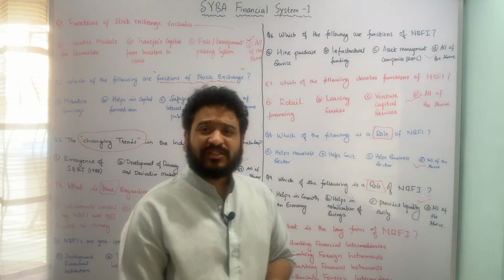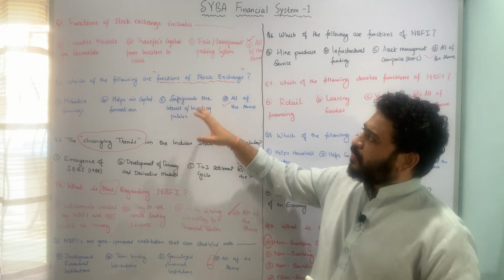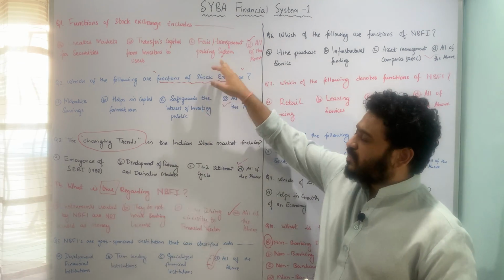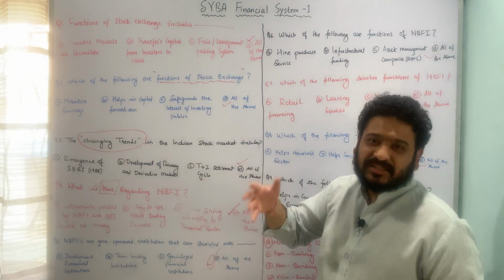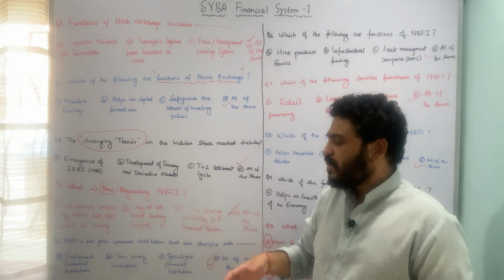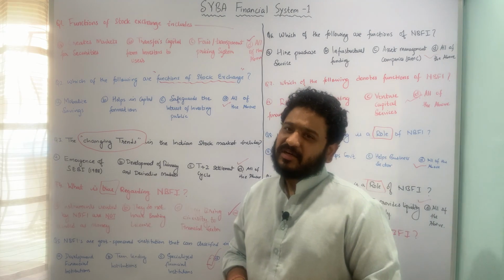So I hope these questions are pretty much clear. In the first 3 questions I've talked about the functions per se. In the first 2 I've talked about functions of stock exchange. The third is talking about the changing trends in stock market in India, and thereafter we have seen the important concept of non-banking financial intermediaries.